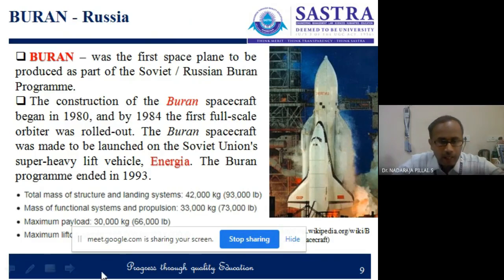For reference, I have given the weight of the structures one by one, like structure and landing system, functional systems, propulsion system, and the maximum payload and maximum lift-off weight. Right. I want you to make, because in airplane design you have already studied weight estimation, and hence it may give some information on the weight of the launch.